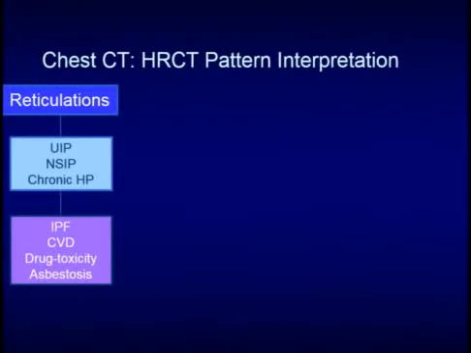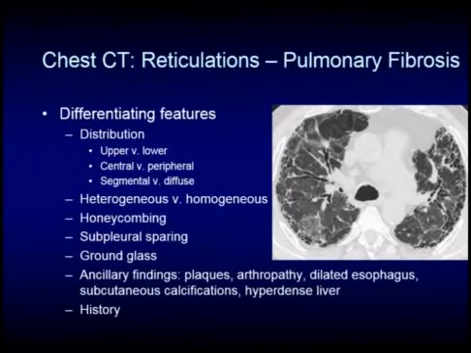Okay, so obviously we're in the first gamut, which is reticulations. And again, we briefly mentioned UIP, NSIP, chronic HP, and the clinical entities that this may represent: IPF, collagen vascular disease, drug toxicity, or maybe in some cases asbestosis, or diseases that might give you reticulations. So when dealing with reticulations, it's important to look at the differentiating features. And so you'd like to know what the distribution of those reticulations is. Is it upper versus lower, central versus peripheral, segmental versus diffuse?